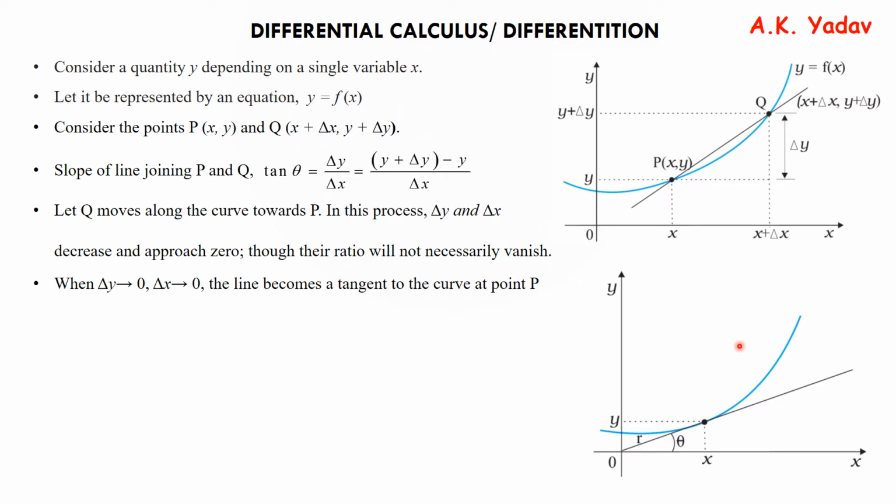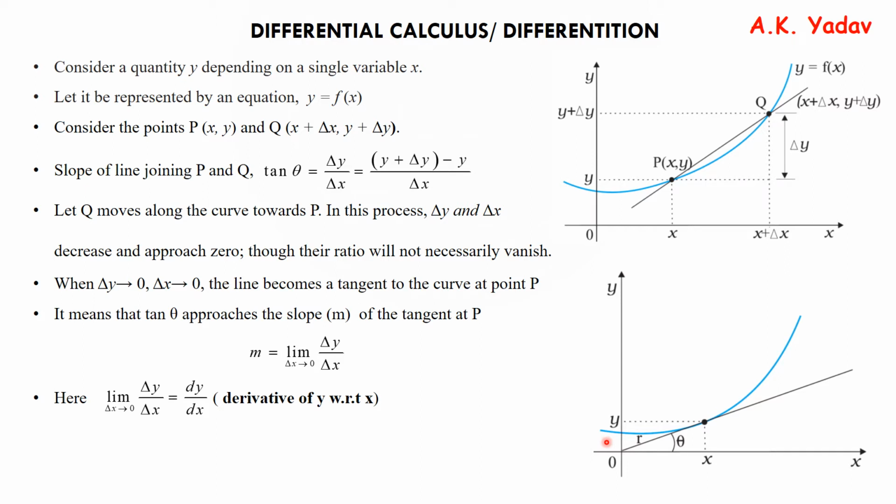Now, if delta y is approaching 0 and delta x is approaching 0, the line becomes a tangent to the curve at this point P. It means that tan theta approaches the slope m of the tangent at point P, which is given by m equals limit delta x tends to 0 of delta y upon delta x. Here delta x tends to 0 means that delta x is approaching 0, but it will never reach 0.